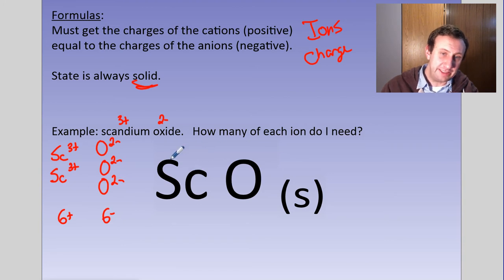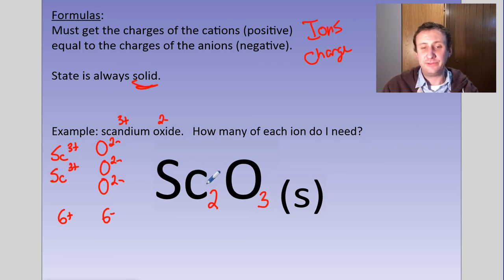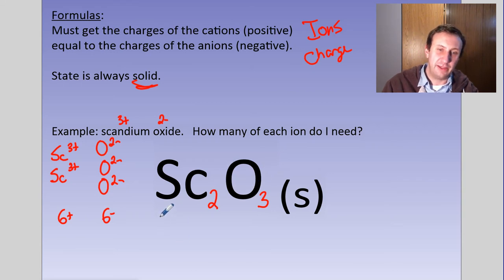So how many do I need? Well, I need 2 scandiums, 1, 2. So I need 2 of these. And how many oxides do I need? Well, 1, 2, 3 to make it equal. So I need 3. So the formula for scandium oxide would be Sc2O3. So essentially the question you're asking is, because scandium has a charge of 3 positive, what do I need to multiply that by to get 6 positive? And because oxide has a charge of 2 negative, what do I need to multiply that by to get 6 negative? Because we know that 3 and 2 meet up at 6.